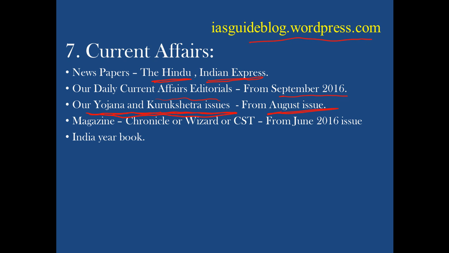And the next source is magazines like Chronicle, Wizard and Civil Services Times, CST. Okay, any one magazine you pick up and cover. See, these magazines are to cover daily news items. Daily news items will be covered in these magazines. Okay, they will not cover editorial parts. Editorial parts खुद ही prepare करना चाहिए.